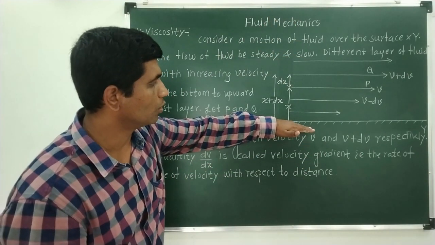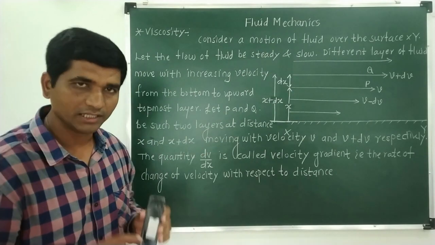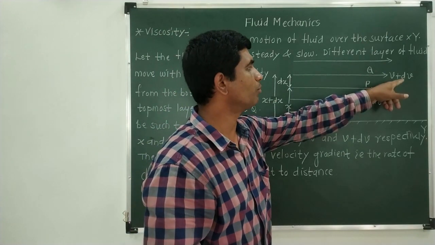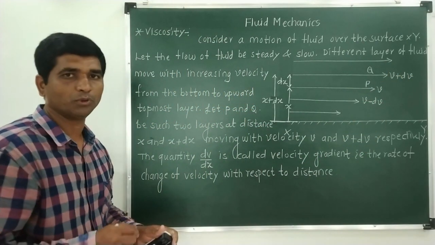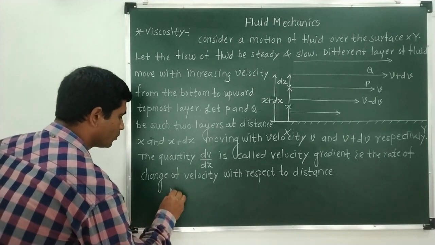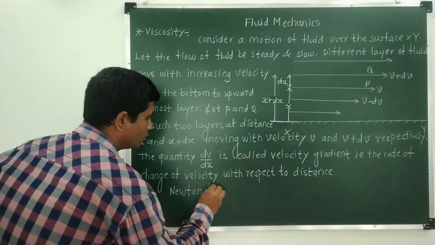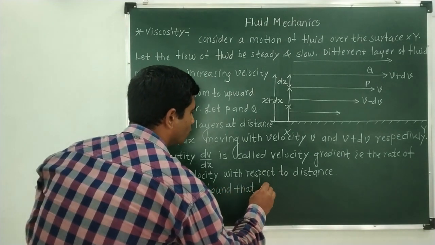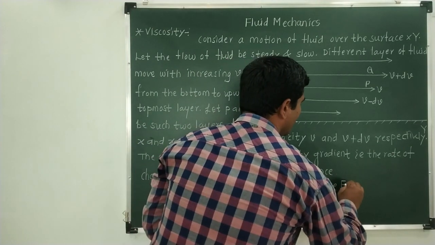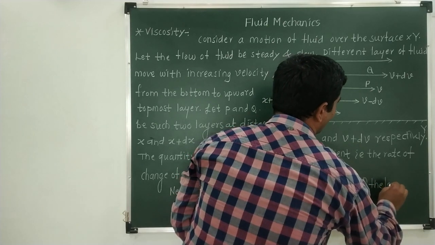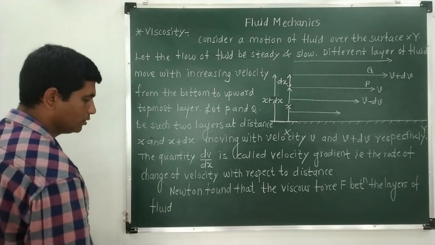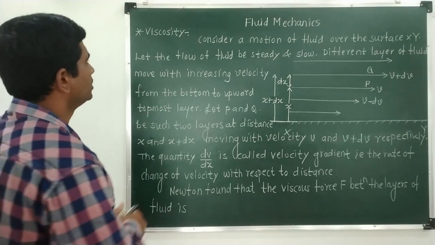As you move away from the lowermost layer or the surface, your velocity increases, and distance also increases. What Newton observed is that when one layer is traveling with a velocity v, the next topmost layer moves with a higher velocity. Based on this he proposed that there is a force of friction between these two layers, and that frictional force is nothing but the viscous force. So Newton found that the viscous force F between the layers of fluid is given by two statements that we will write down now.